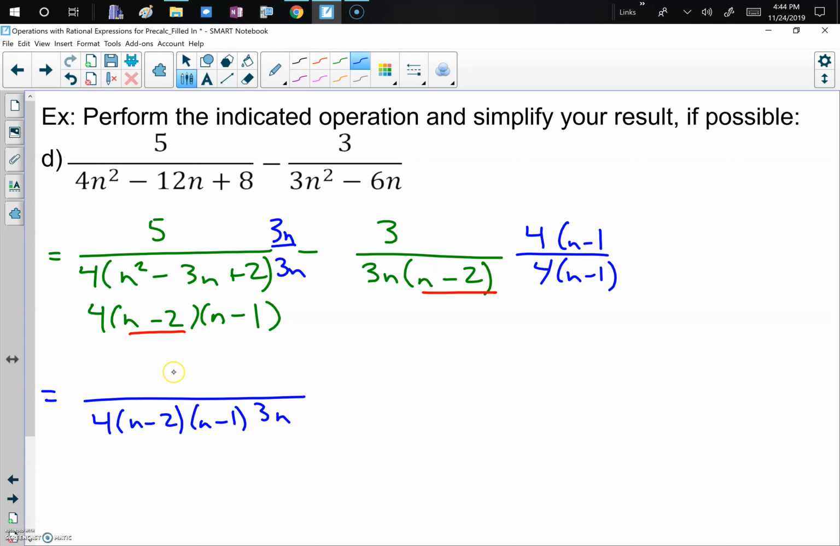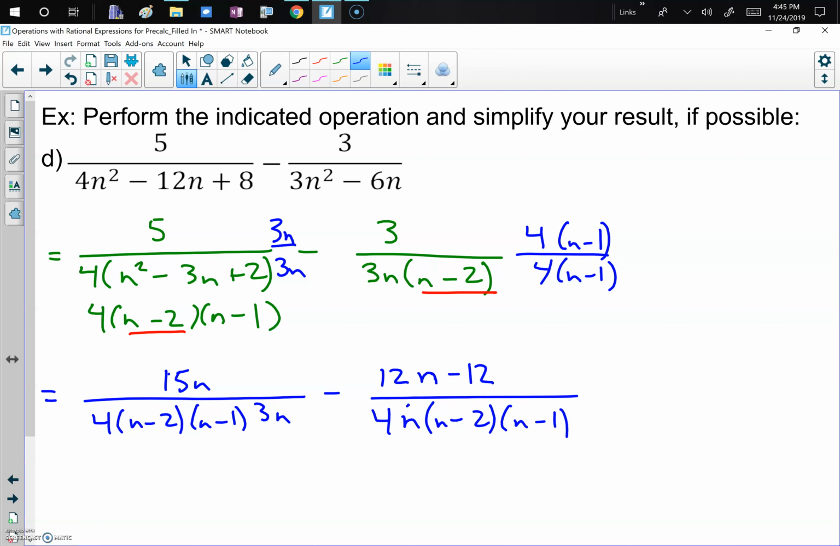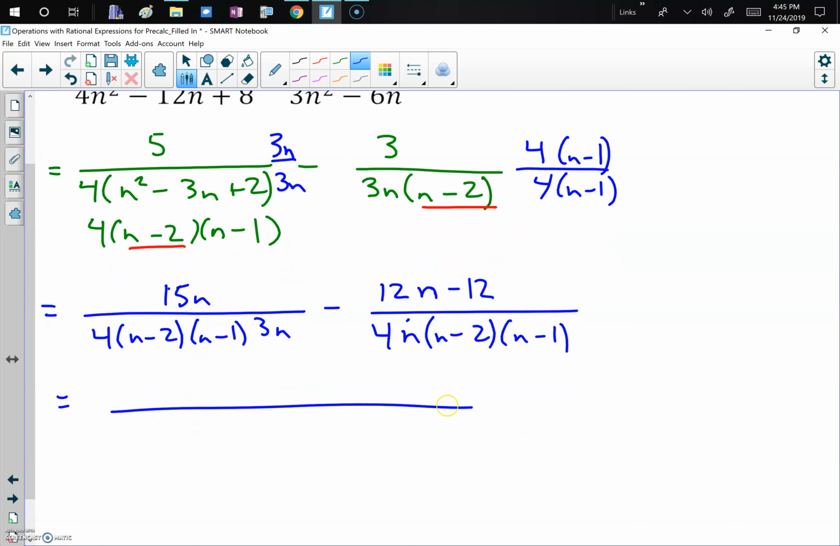So here multiplying 5 times 3 will give me 15n. And here I can multiply the 3 and the 4, that's going to get me 12. And I could distribute that 12 through to my n minus 1. So 12n, and then 12 times the -1 gets me -12. And if you notice again here, I'm just leaving my factors in that factored form. I don't want to re-multiply those out because I want to be able to identify whether or not I can simplify my final result, which means I need it in its factored form anyway.